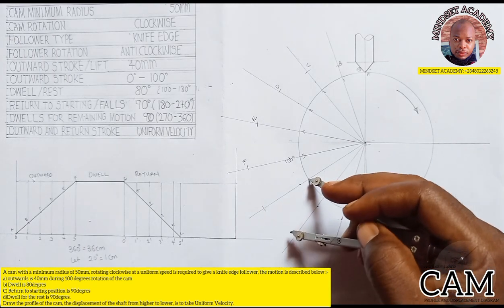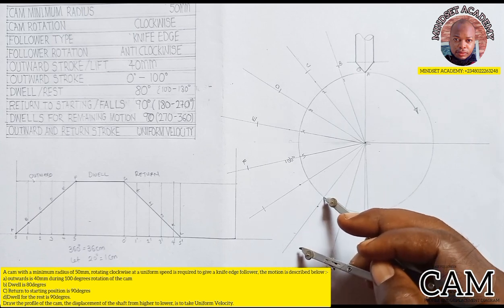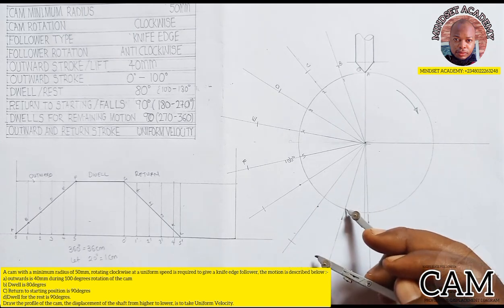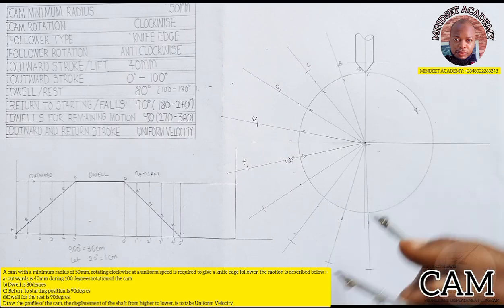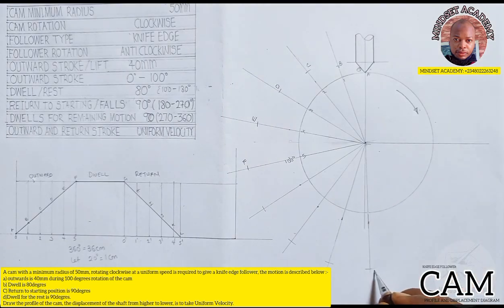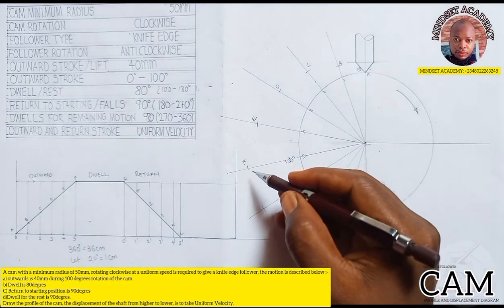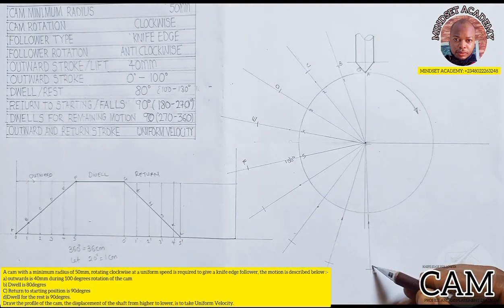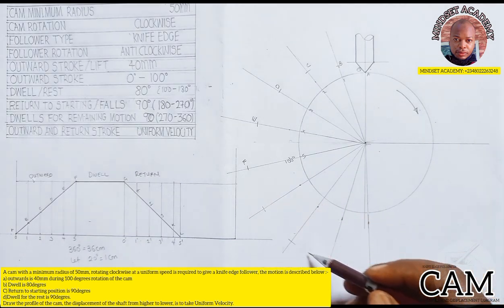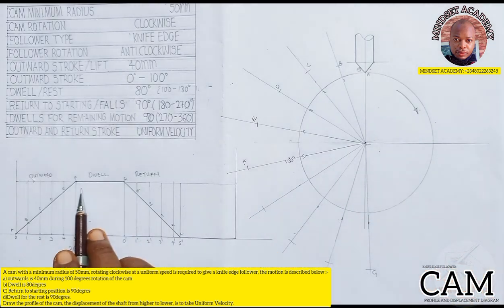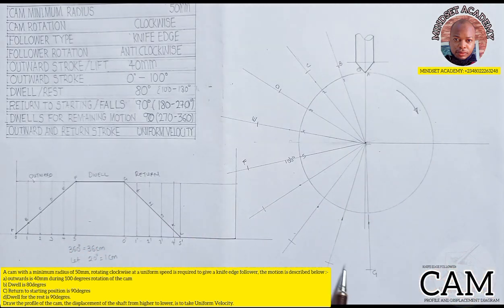Here will be F. Come here also, you mark. Come here also, you mark. Come here also, you mark. So this is my point G here. So meaning that from this point to this point, they are all what? They are all on the same position. F to G is dwelling. Can you see that? Now that is not all.